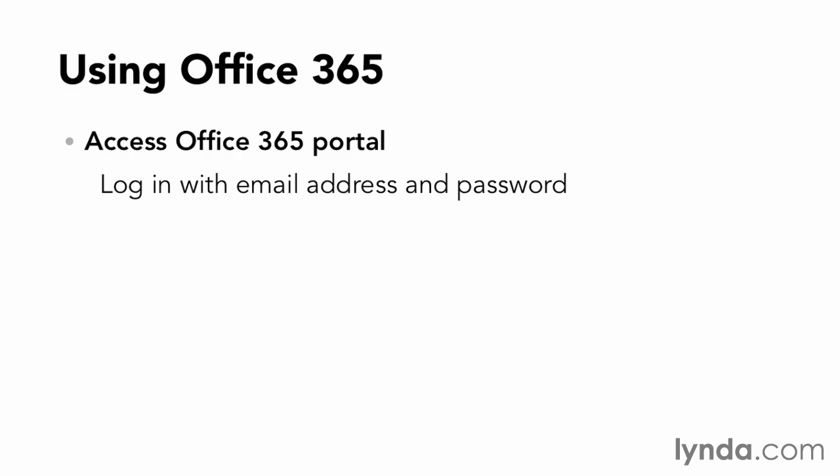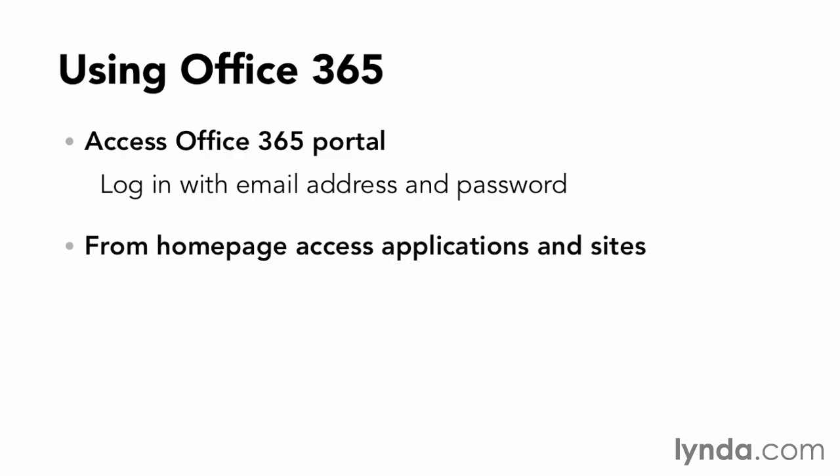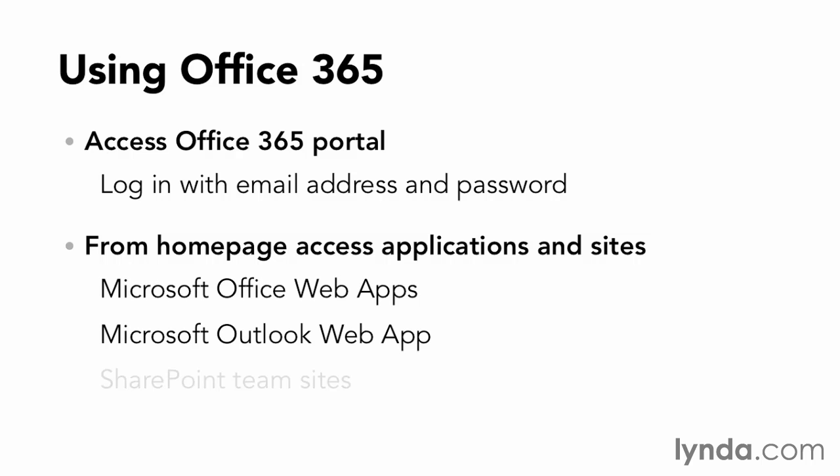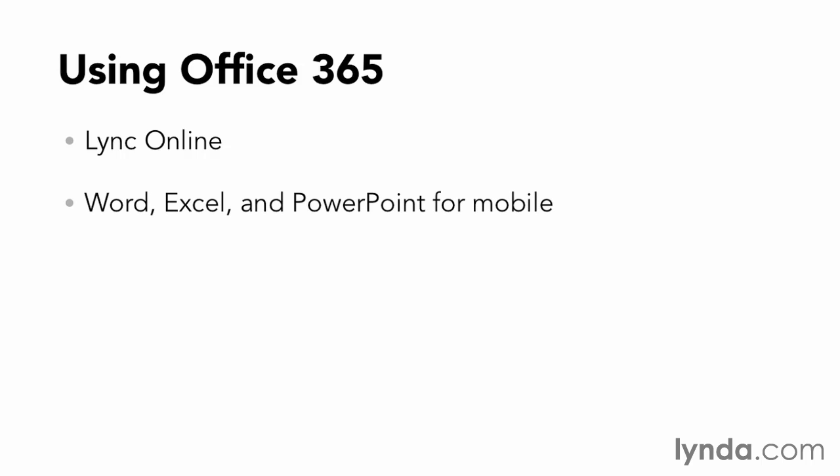All right, let's talk about using Office 365. For people in your organization, they'll access your Office 365 portal. Then they'll log in with their email address and a password provided by the administrator. They'll change that password when they log in for the first time. From their homepage, users can then access the web-based versions of the Microsoft Office apps, Outlook, and SharePoint. They can also access Lync Online, and if on the appropriate subscription plan, web app versions of Word, Excel, and PowerPoint for their mobile devices.